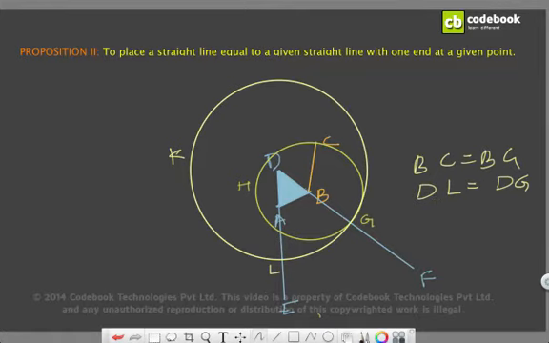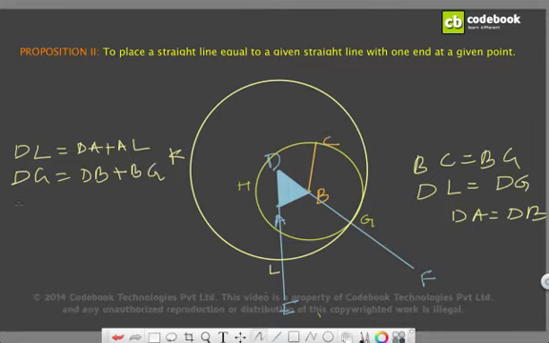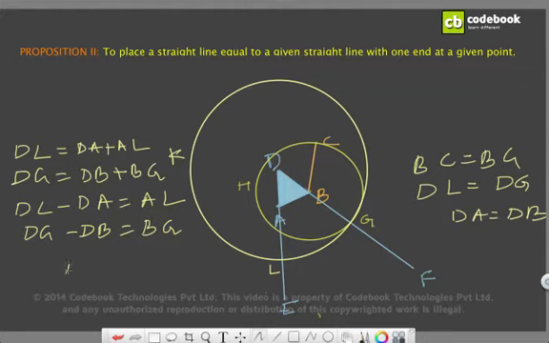And we know from the equilateral triangle that DA is equal to DB. So DL is nothing but DA plus AL, and DG is equal to DB plus BG. So DL minus DA is equal to AL, and DG minus DB is equal to BG. And DA and DB are equal. So when you subtract the same from equals, the remainder is also the same. That's Euclid's axiom. So AL is equal to BG.